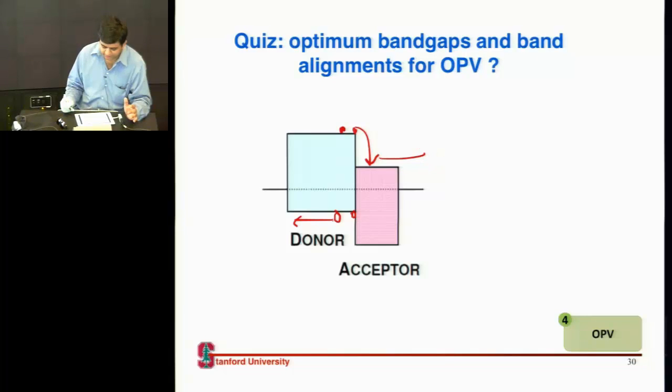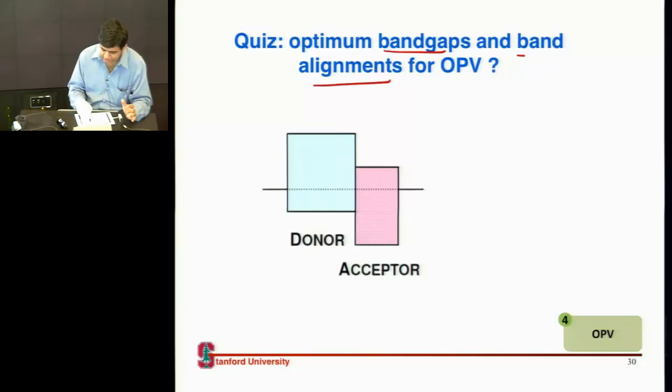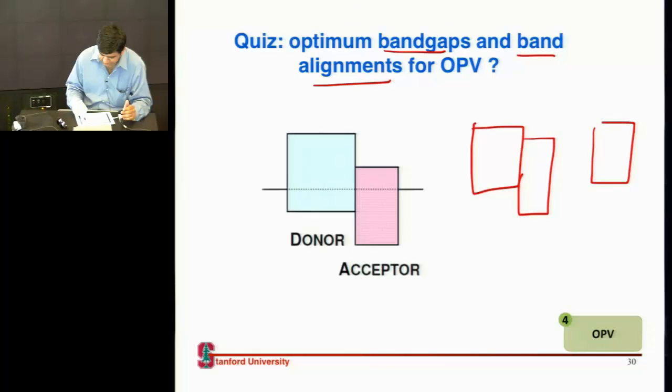Okay. Now let me ask you a question. What do you think should be the optimum band gap, as well as the optimum band alignment, for organic photovoltaics? What should be the optimum band gap for this photovoltaic process to occur, for the maximum efficiency, and how should the band alignment be? Should this difference be very large? Should it be small? What do you guys think? Should I have something like this? Or should I have something like this?